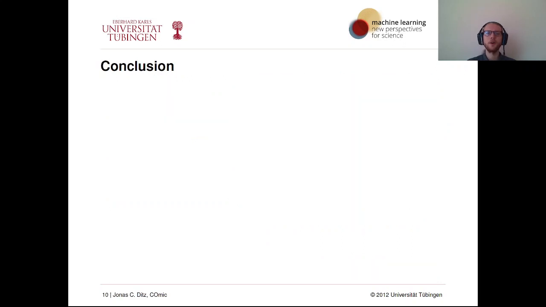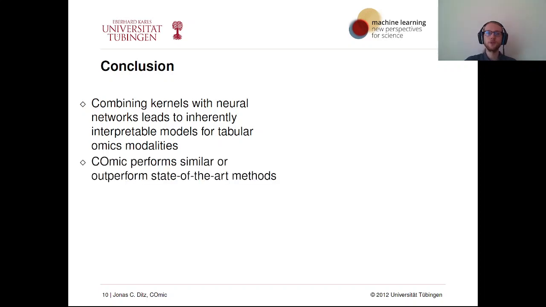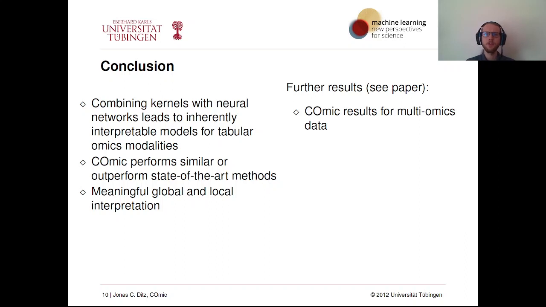So to conclude my talk, we show that combining kernel functions with neural networks can lead to inherently interpretable models for tabular omics data. We furthermore show that our COMIC models perform either similar to or outperform state-of-the-art prediction methods that also utilize network or pathway information. And finally, we show that the global and local interpretation capabilities offered by COMIC models actually contain biologically meaningful information. In the corresponding paper, we show further results.